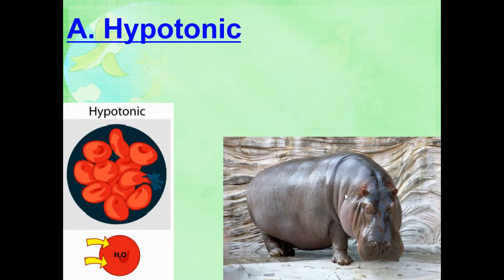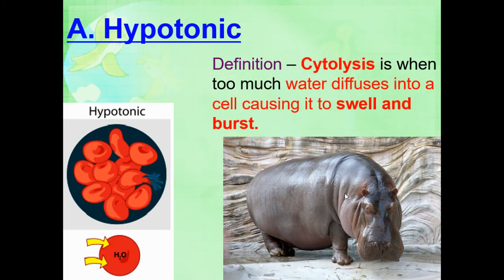The easiest way for me to remember hypotonic is I think of a hippopotamus, because hippopotamuses are really big, and Pittsburgh Zoo actually just got a pygmy hippo. He's adorable. I saw him over the summer one time. But they, like I said, hippos are really big. Hypo kind of sounds like hippo, so you can try to remember it that way.